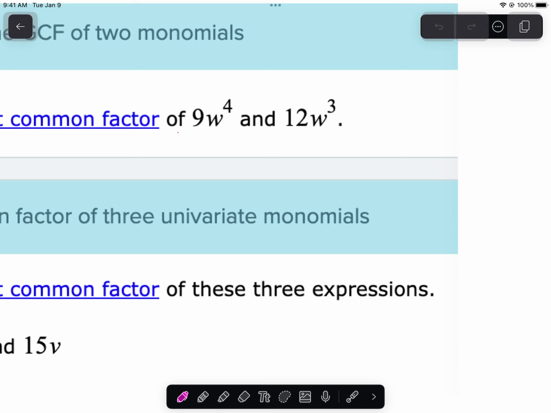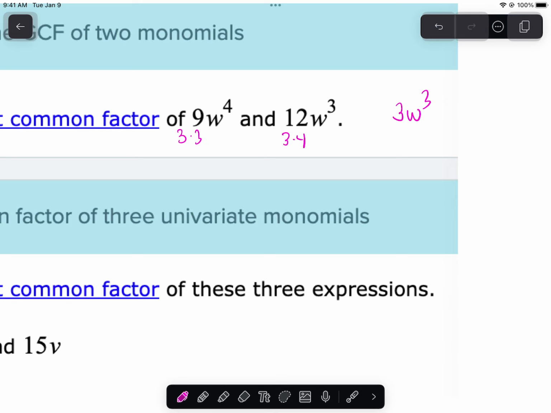This one is 3 times 3. This one is 3 times 4. So what do they have in common? What do we have that they can both be divided by? 3. What power of W can they both be divided by? You have to choose the smallest value. Both of them can be divided by 3, and both of them can be divided by W cubed.